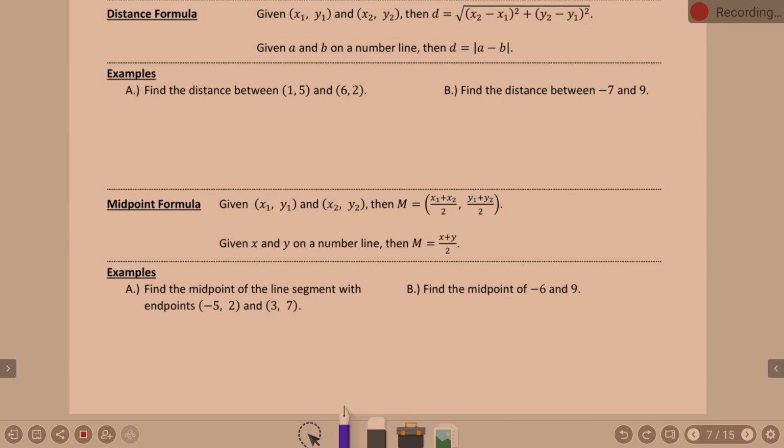Okay, distance formula. Given x1 and y1 and x2 and y2, so given two ordered pairs, there's two formulas here. One of which is our distance formula. Does that distance formula look familiar?